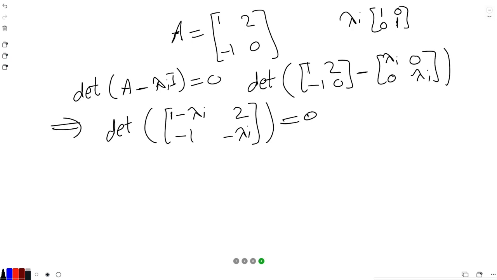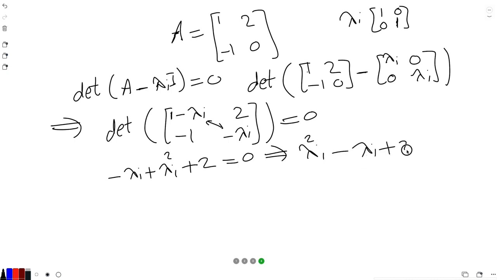Now if you remember how to find the determinant of any matrix, we explained this before. We multiply the diagonal elements together, so it is 1 minus lambda times minus lambda, which is minus lambda plus lambda square. Then minus 2 times minus 1 becomes plus 2, equal to 0. So the equation becomes a second order equation: lambda square minus lambda plus 2 equals 0.